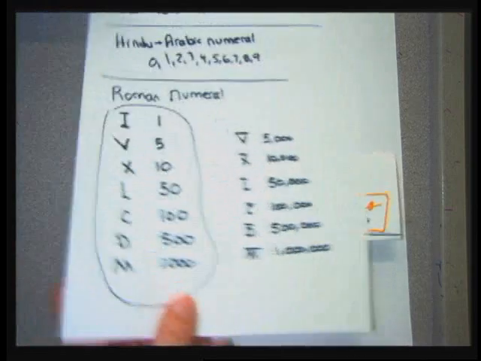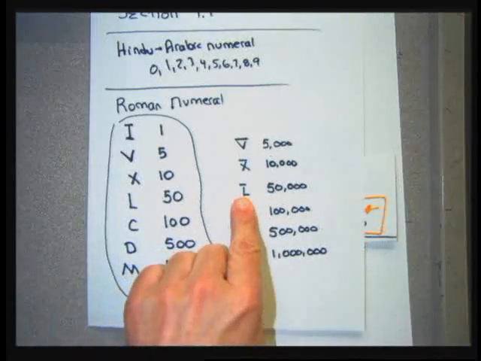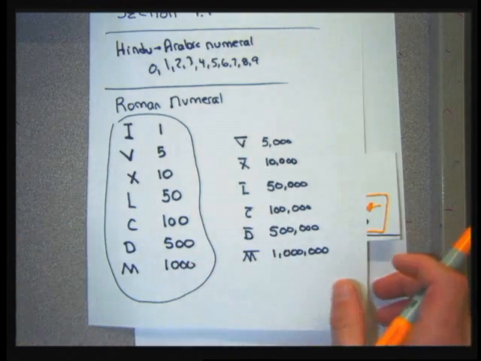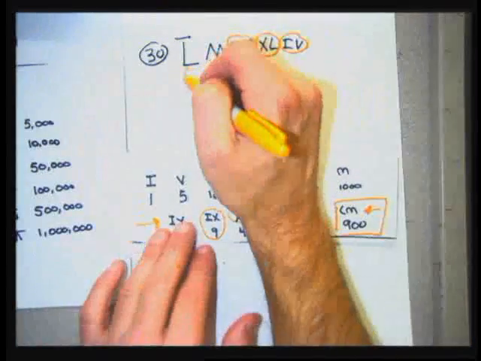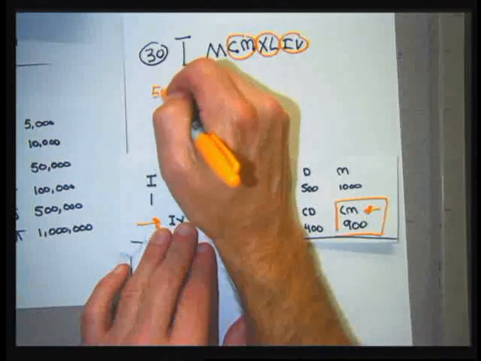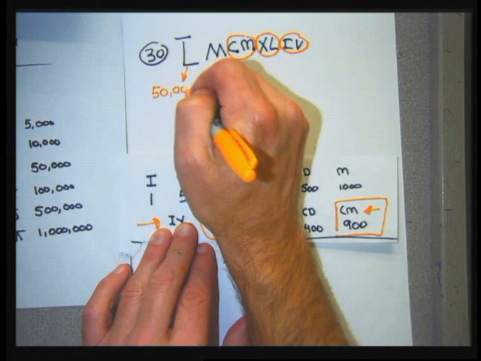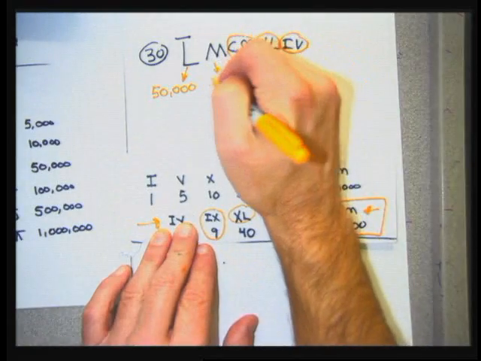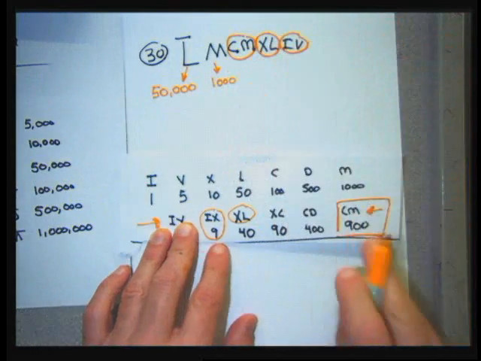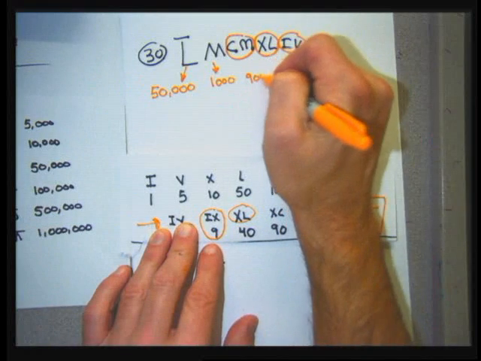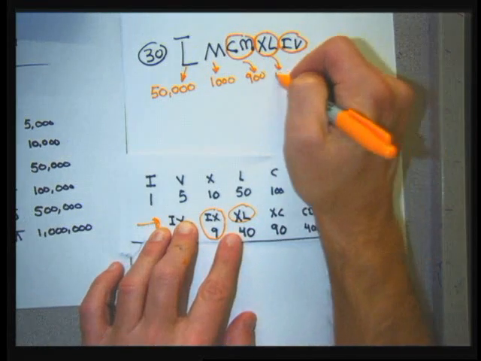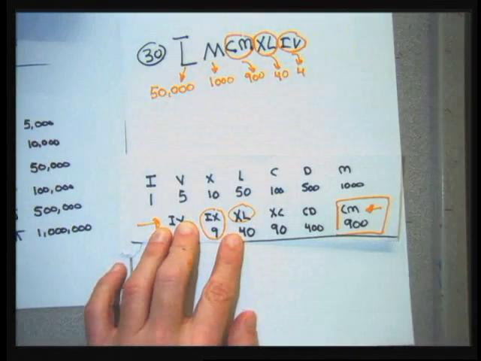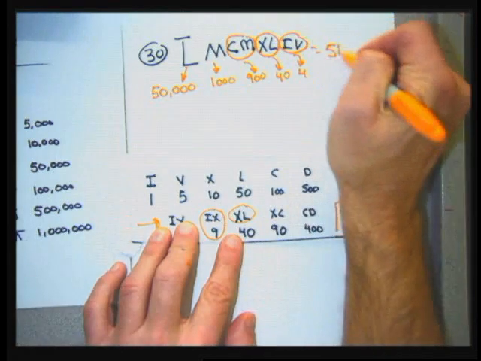And L bar is an L multiplied by 1,000, so L bar is going to be 50,000. So when I go to write down what each of these pieces represent, the L by itself is 50, but a bar means to multiply by 1,000 or add 3 zeros, so I get 50,000 for the L bar. The M is 1,000. The CM is 900. The XL is 40. And the IV is 4. I'm going to add those numbers up. So it's going to be 51,944, and you might need your calculator to add those up.